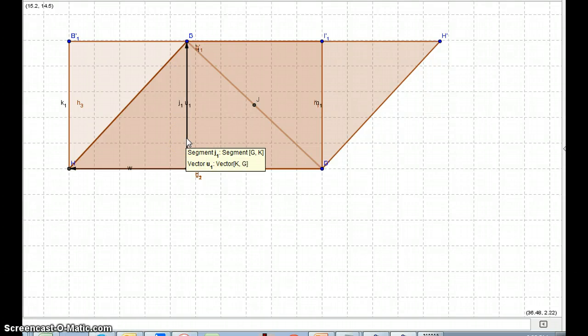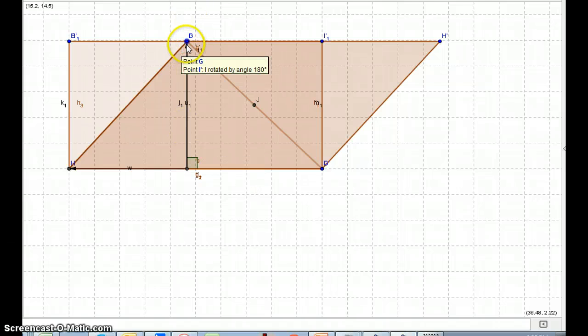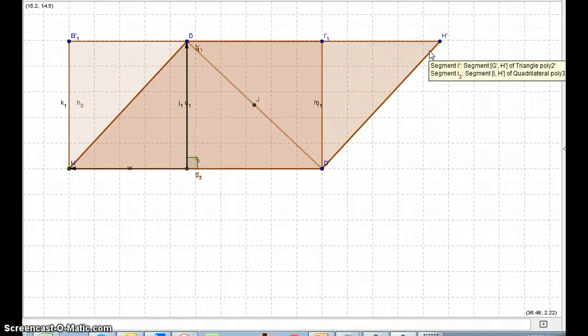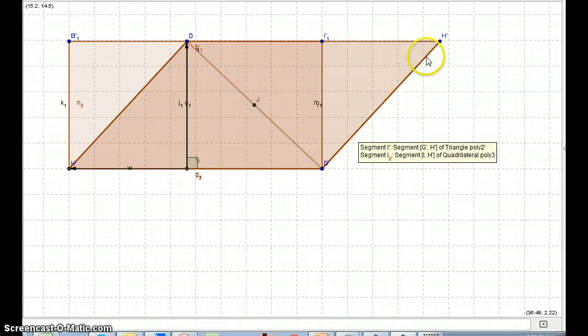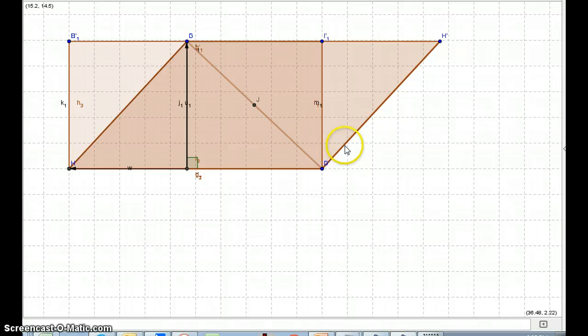Is it clear that the height is the perpendicular segment from a vertex of the parallelogram to the line containing the opposite side? What I want to avoid is having students use this slanted measure as the height. It is not the height. This measure right here is not perpendicular to anything, so it doesn't fall into the definition for height. I must use this perpendicular segment.